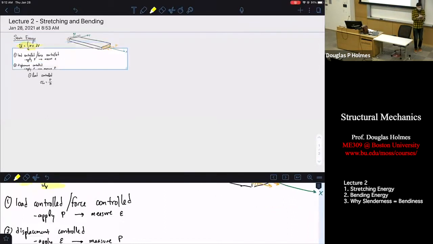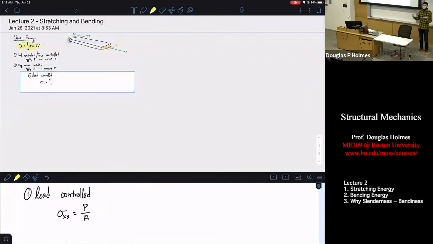But I'll remind you that if you do uniaxial loading, then our stress tensor is really simple. It's just the sigma xx component is P over A. And then the other 8 components of my stress tensor are just 0. I'm not applying any forces in the y or z direction. So everything else is just 0.